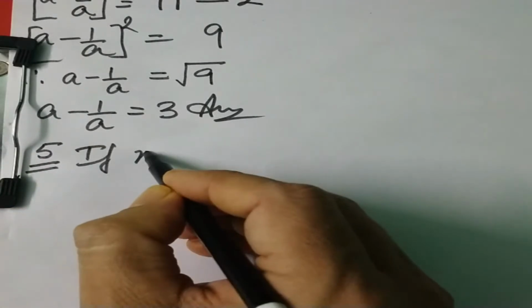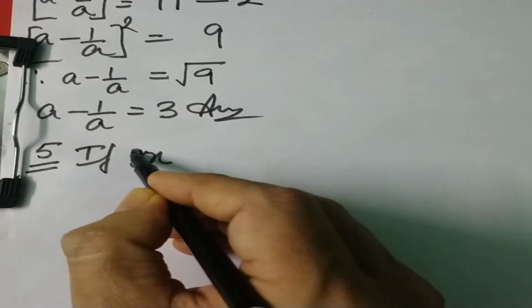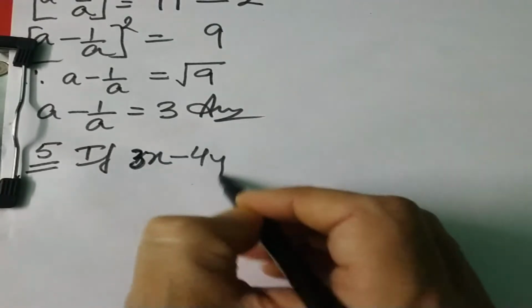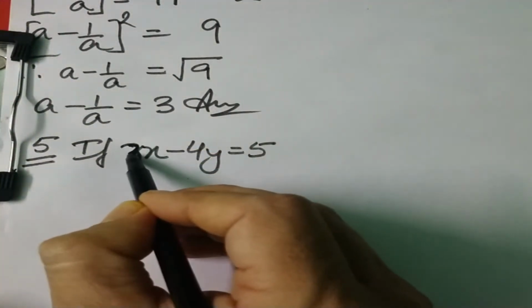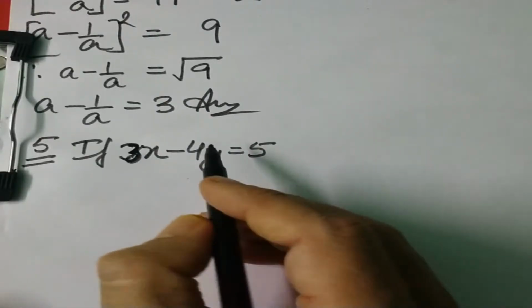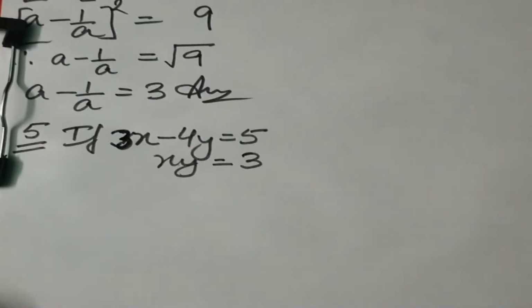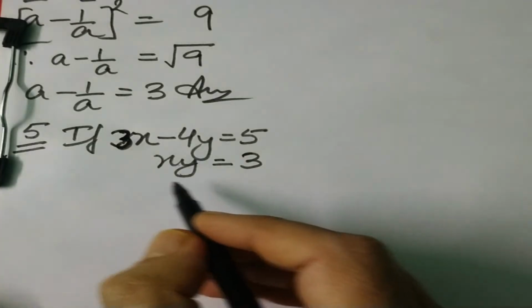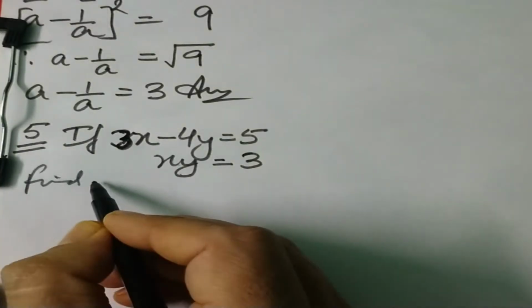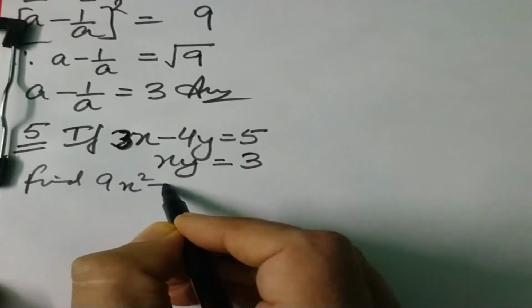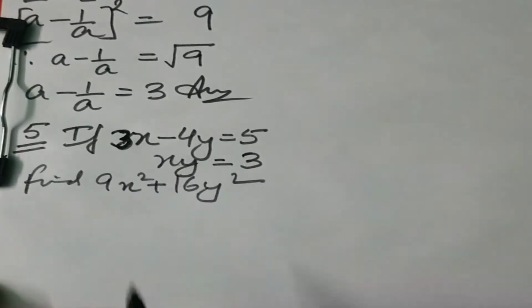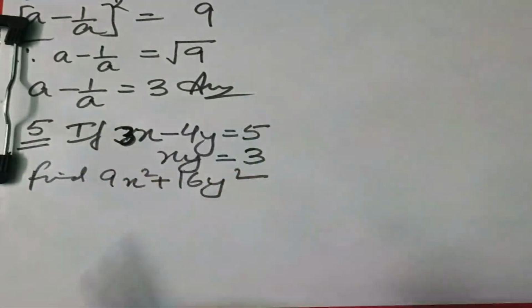Now this is the question which we did in class. 3x minus 4y is equal to 5. This is different now. In this, 3x minus 4y equal to 5 is given and xy is also given. So this we have done in class, so I think most of you understood. And it is written, find the value of 9x square plus 16y square. So I will use this to find this answer.